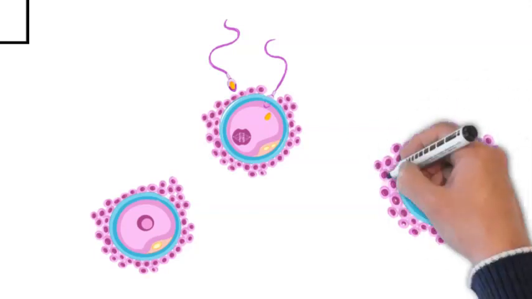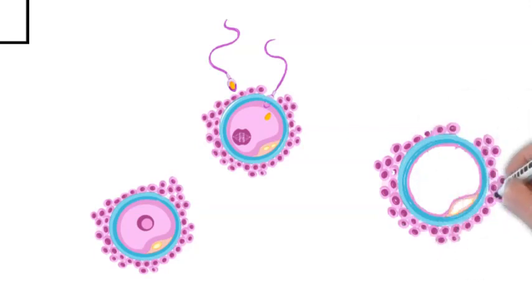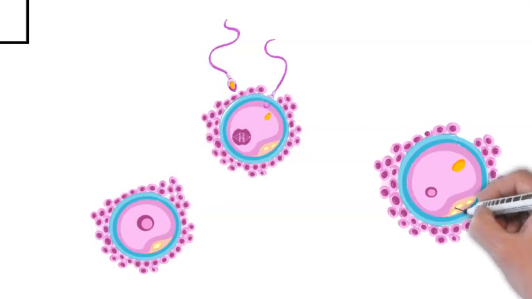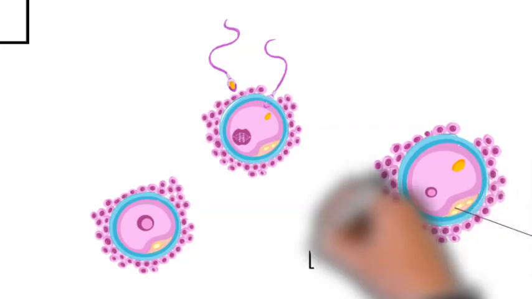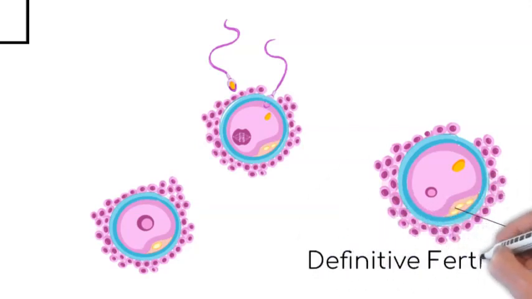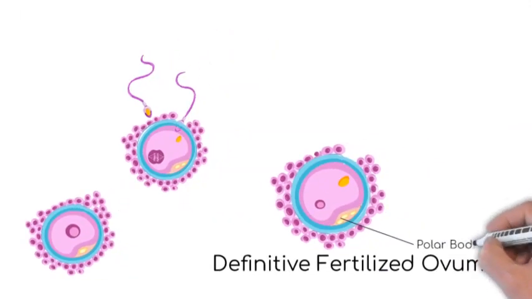It is now reactivated, and very rapidly it will complete its second meiotic division and produce one more polar body and becomes definitive fertilized ovum. The first polar body also may divide and become two polar bodies. So you end up with the one definitive fertilized ovum and three polar bodies, which degenerate. The definitive fertilized ovum will have 23 chromosomes.